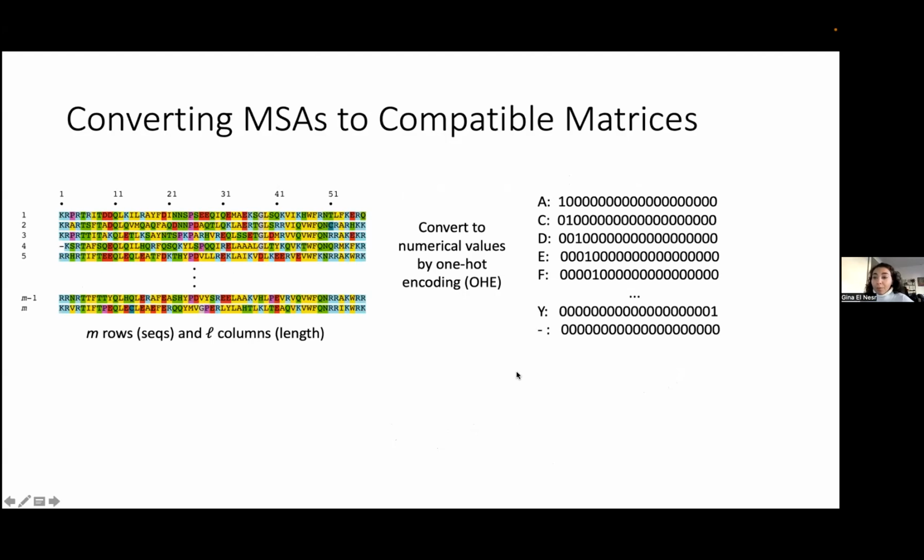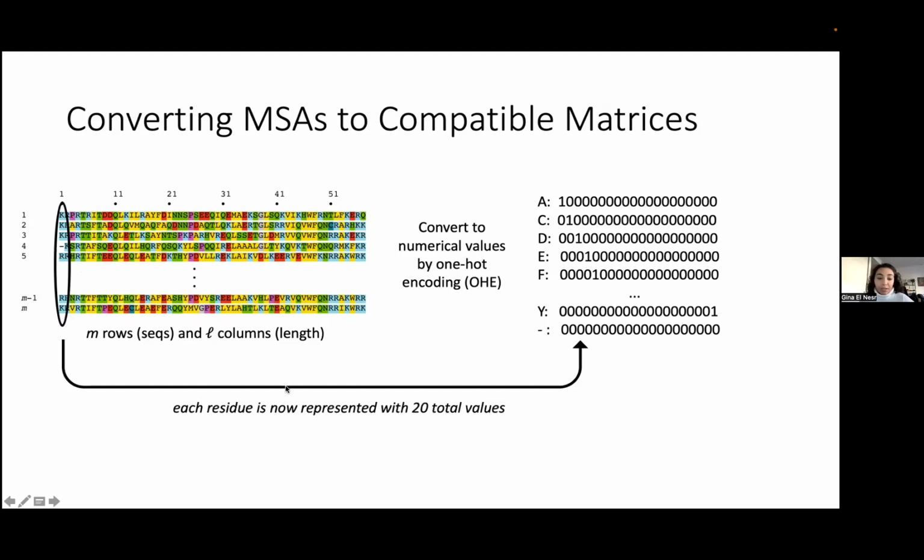So how do we convert a multiple sequence alignment into a coordinate system that is compatible with SVD? Our multiple sequence alignments are sequences with letters representing our amino acids. And so we typically do a one-hot encoding for each of the residues. So in an MSA, you'll have M rows with L columns, which is the length of the protein, and you can convert it. So if you look at the first column, you have lysine, you'll go and look at what its one-hot encoding is, and essentially you'll just replace it. So each residue is now represented with 20 total values, a string of zeros, and a 1 representing it.